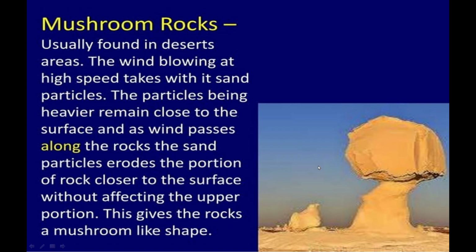Dear students, an active agent of erosion and deposition in the desert is wind. In the desert, you can see rocks in the shape of a mushroom. Here we can see the shape of a mushroom, commonly called mushroom rock. Winds erode the lower section of the rock more than the upper part. Therefore, such rocks have a narrow base and wider top.